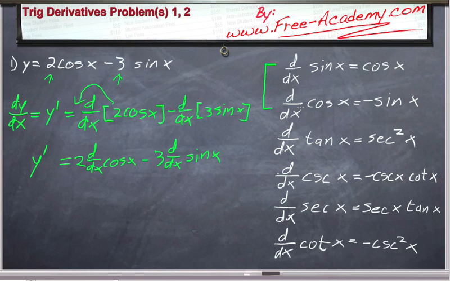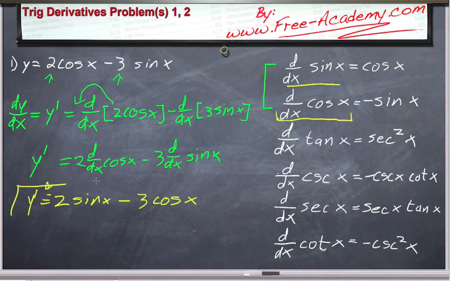And this is the point of the problem where you just simply either look up your formulas or, much better, remember your formulas to get that y prime is equal to 2 times the derivative of cosine of x, which is negative sine of x. And I have the negative out in front here. And this is going to be minus 3 times the derivative of sine of x, which is equal to cosine of x. And there we have the answer to problem 1.